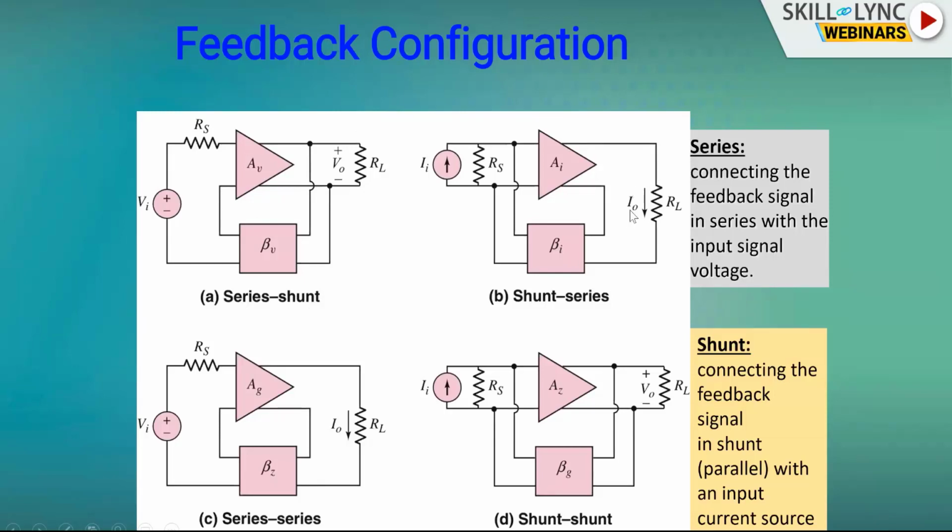Here, the output is series connected and input is shunt connected. Therefore, we call this one shunt series connection. And here, the output is also series connected. The input is also series connected. Therefore, we call this series connection. And here, the output is shunt, input is also shunt. Therefore, we call this one shunt connection.